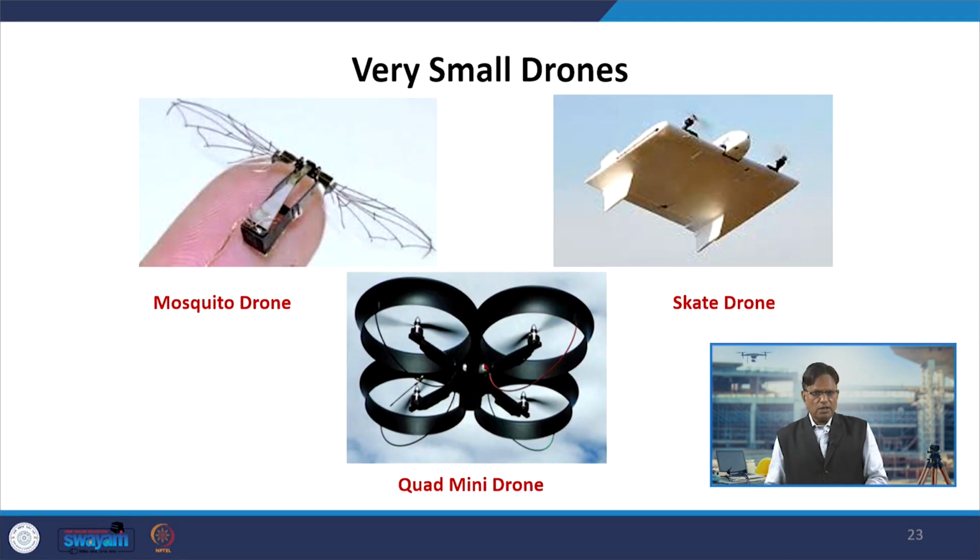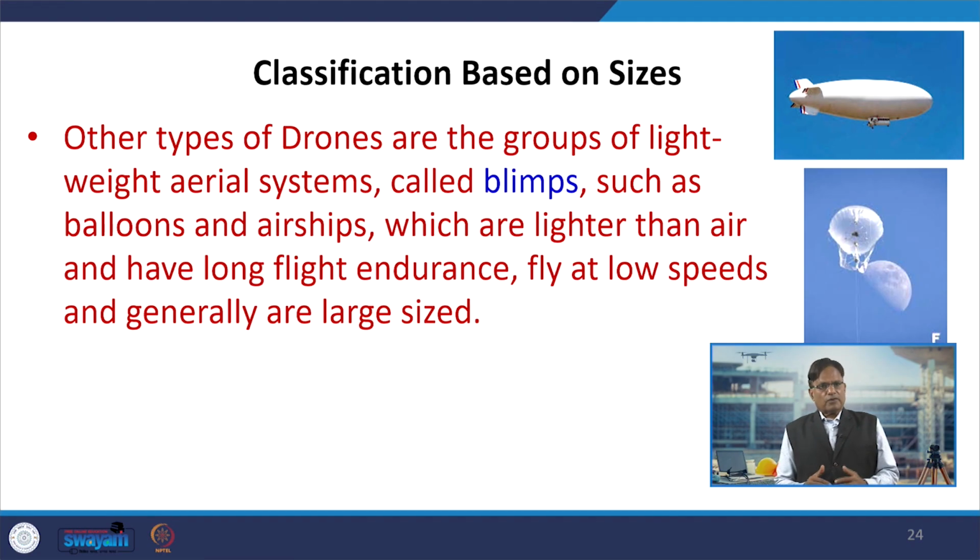So, these are the pictorial representations of the drones. The first one is the mosquito drone, the second picture is the skate drone, which looks like a skating platform, and the third one is the quad mini drone. So, you have the 4 rotary wheels in it, wings. Then further classification on the basis of the size.